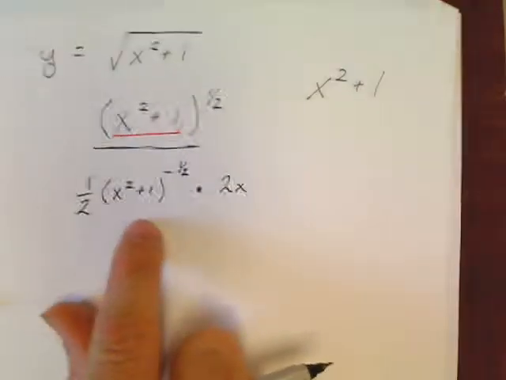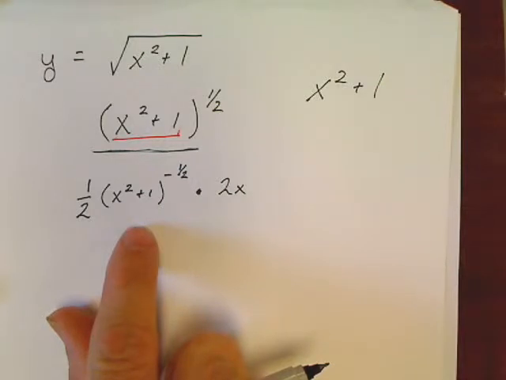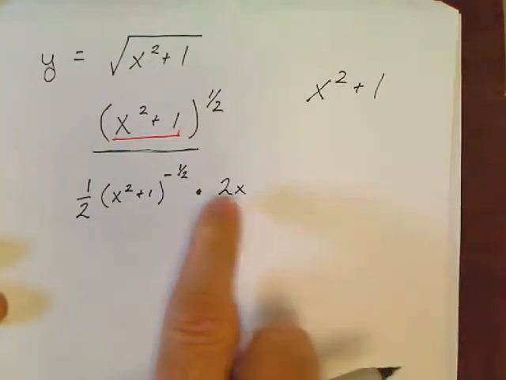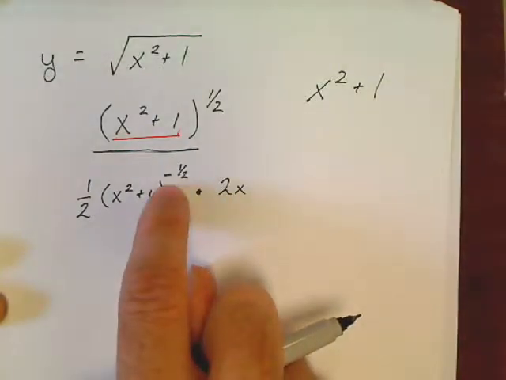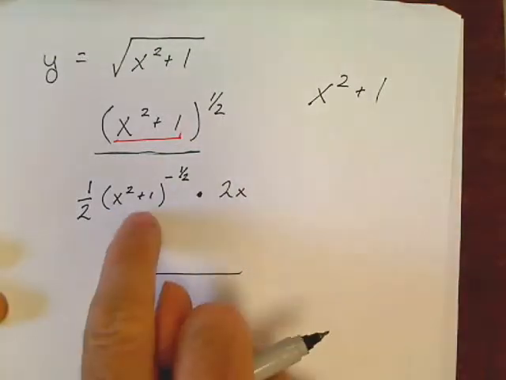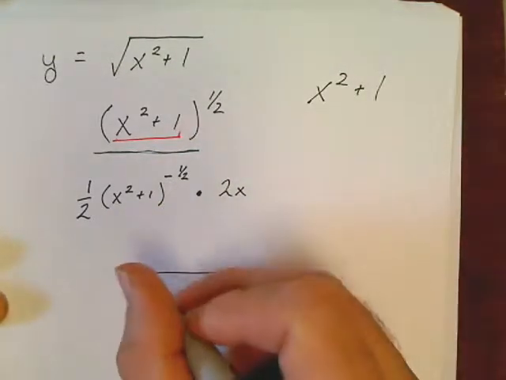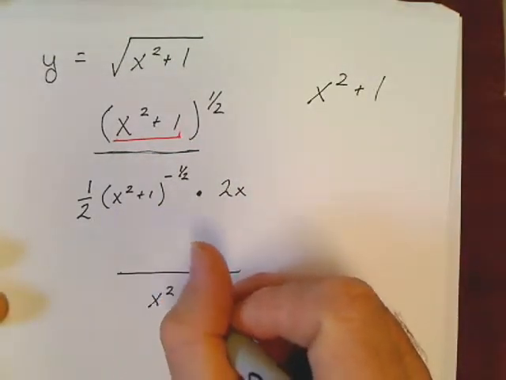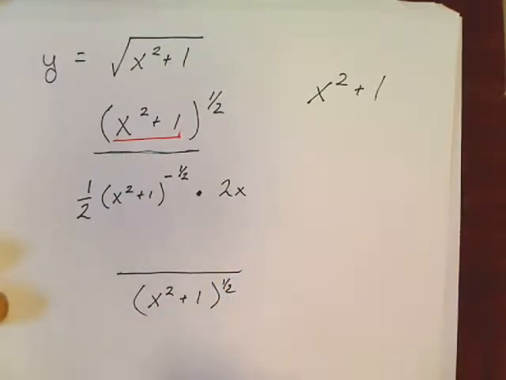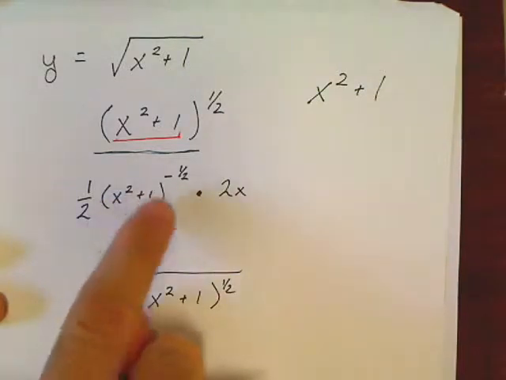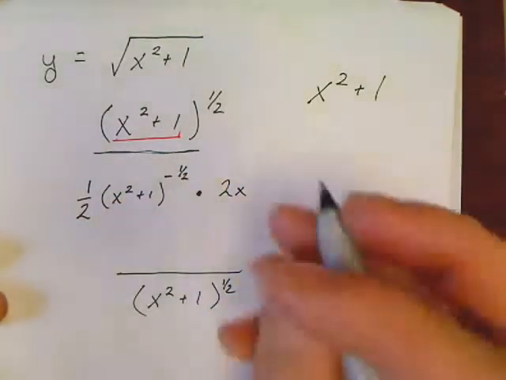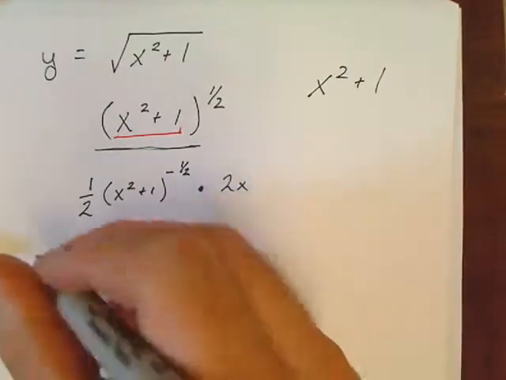Now, this is kind of a sloppy looking answer right here. You can go ahead and tell the half and the 2 are going to cancel. And this is to a negative power, which means we need to move it down. Let's move this down here. x squared plus 1 to the 1/2. That way we got rid of that negative 1/2. And then the half and the 2 cancel. So we're just left with x.